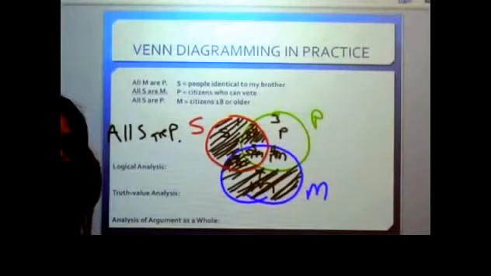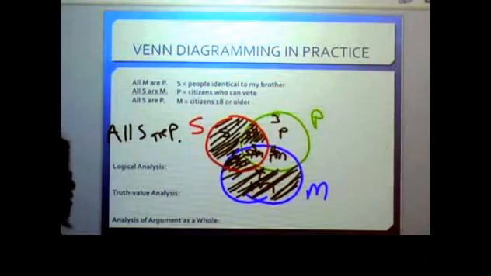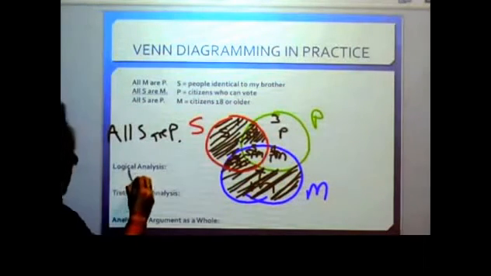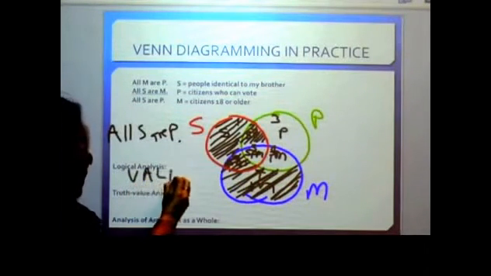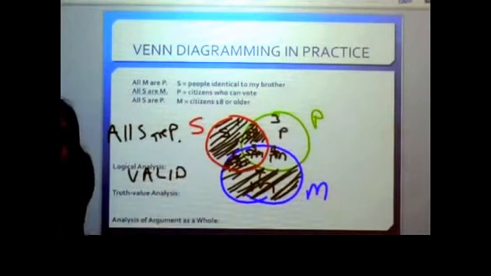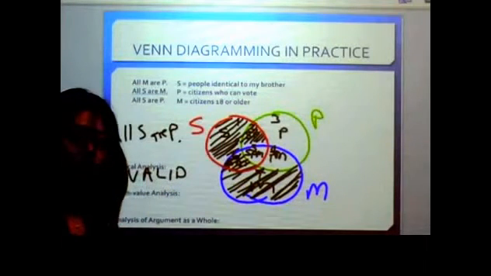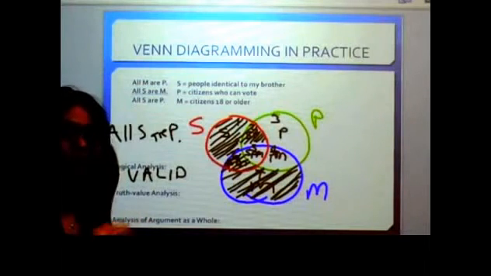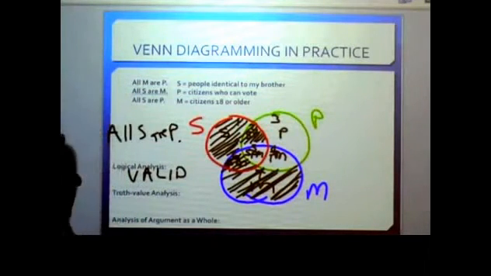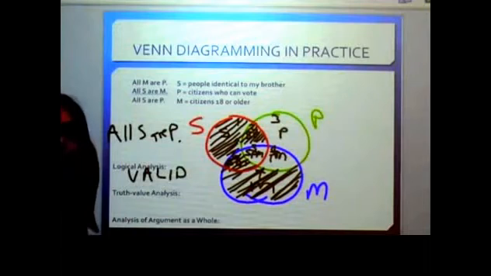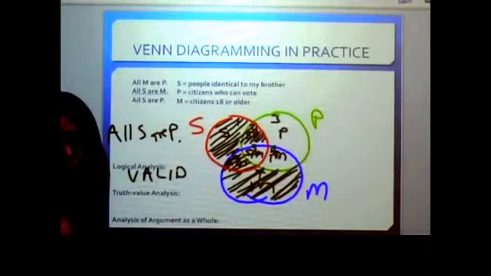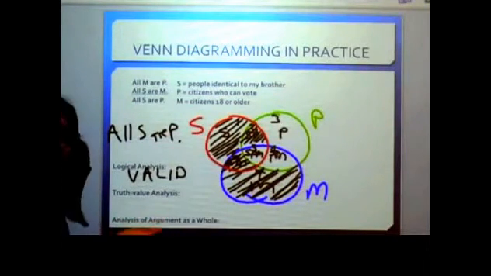So logical analysis, analyzing the reasoning of this argument, tells us that this argument is valid. It has good reasoning. So if the premises were true, then the conclusion would definitely be true. It's impossible for the conclusion to be false. Now we want to ask, well, are the premises actually true? And this is actually truth value analysis.